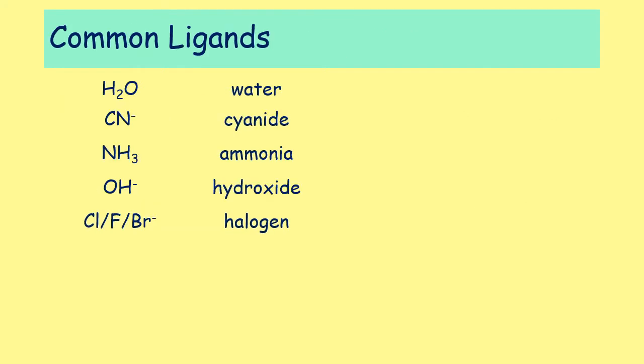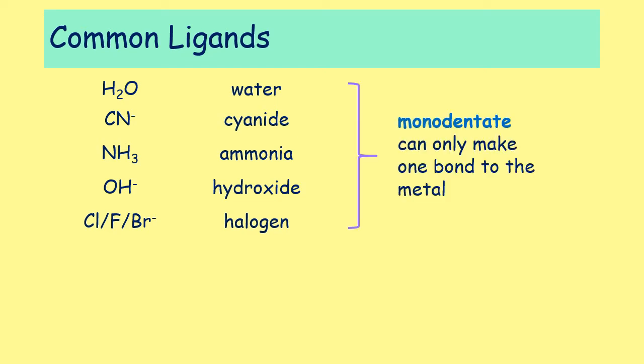Now, there are lots of common ligands that are found on transition metal complexes. So neutral molecules like water and ammonia are very common, but also negative ions like cyanide, hydroxide, and any of the halides, so chloride, fluoride, bromide, etc. Now each of the ligands in that list are described as being monodentate, and that means that they can only form one bond to the transition metal.